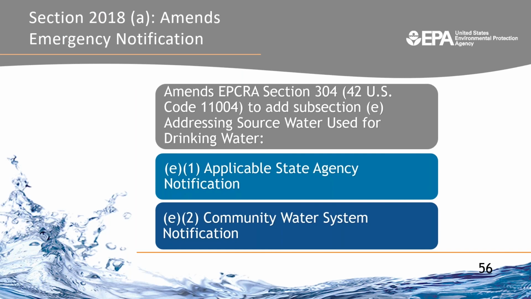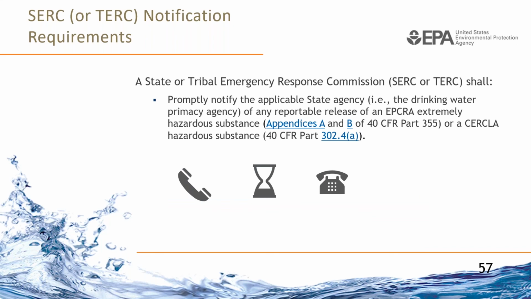So how is Section 304 amended under AWIA Section 2018? You'll find that these amendments are beneficial to the water sector, which is why we're talking about it on this training today. The amended Section 304 now requires that the CERCs and the TERCs, once they get an initial notification from a facility of a spill, notify the agency that's responsible for implementing the Safe Drinking Water Act, so the Drinking Water Primacy Agency, of a release of these substances. And this includes both the prompt notification and follow-up reporting.